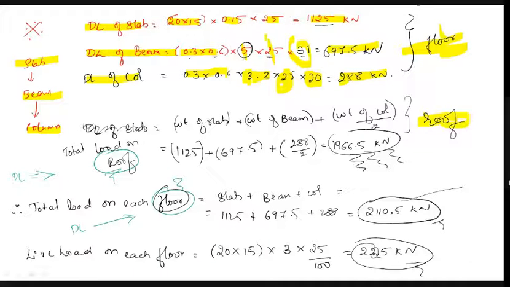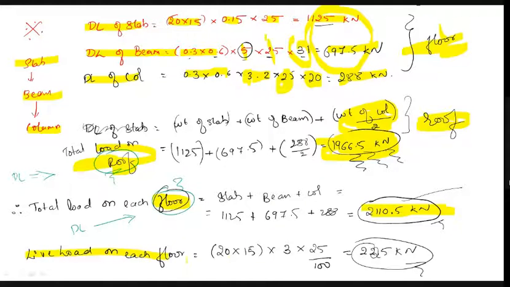Now we have to determine it for the roof. For the roof, we take the weight of the column as half of the column height. So we get the total weight load on this roof, which is 1966.5. So we have got the roof, and we want the floor. Just add these three things, and directly we'll get the total load on each floor.